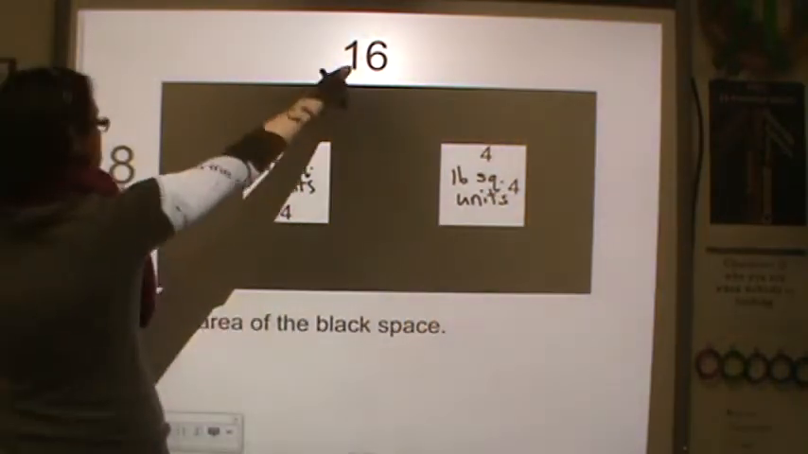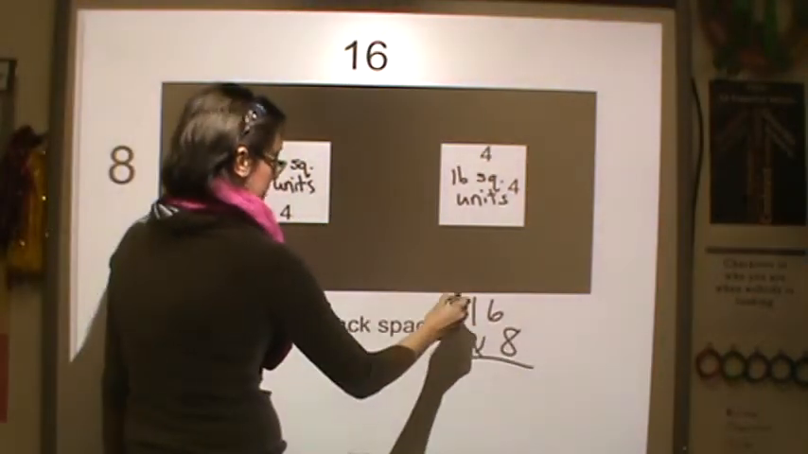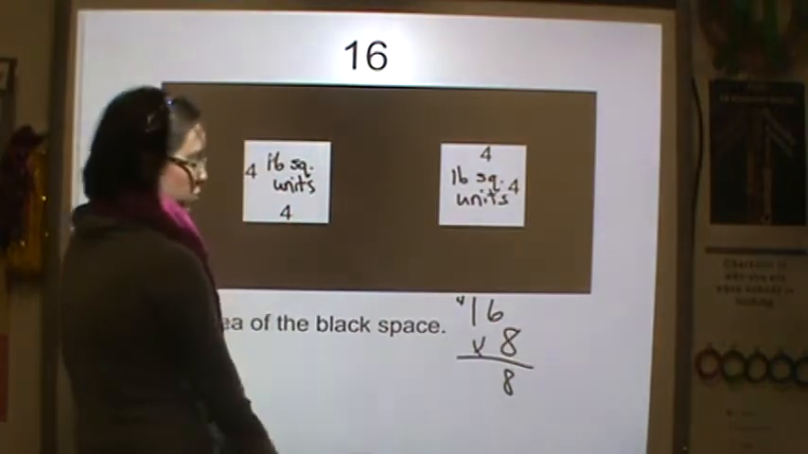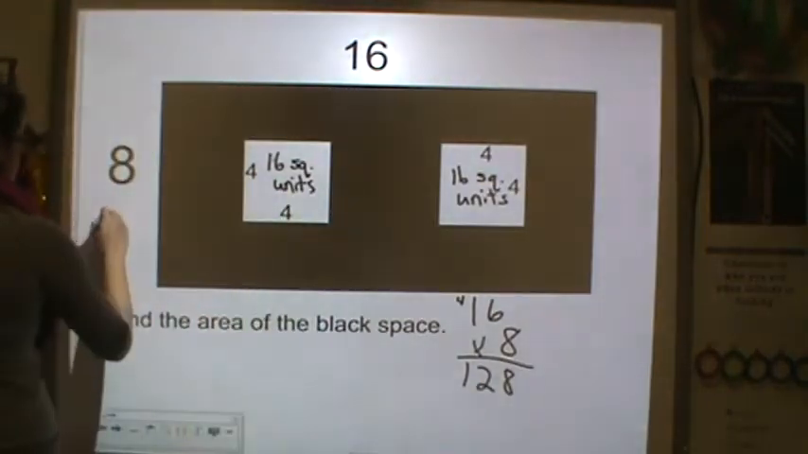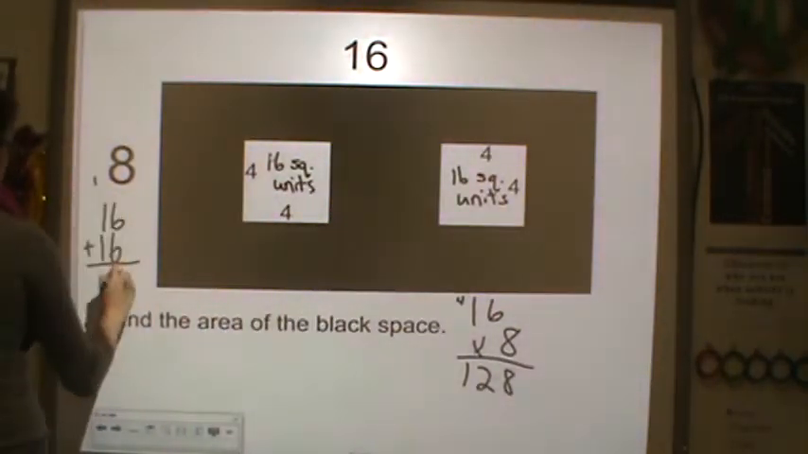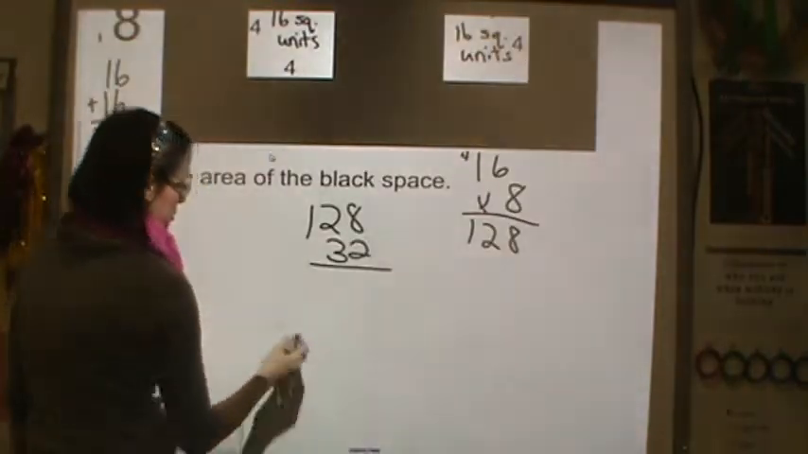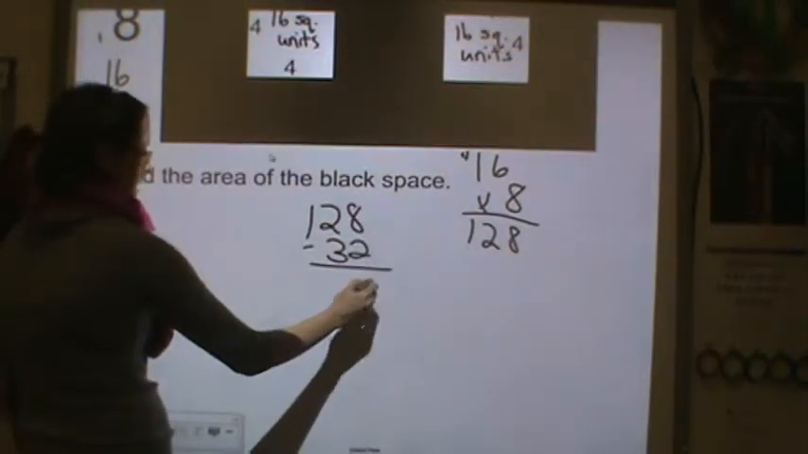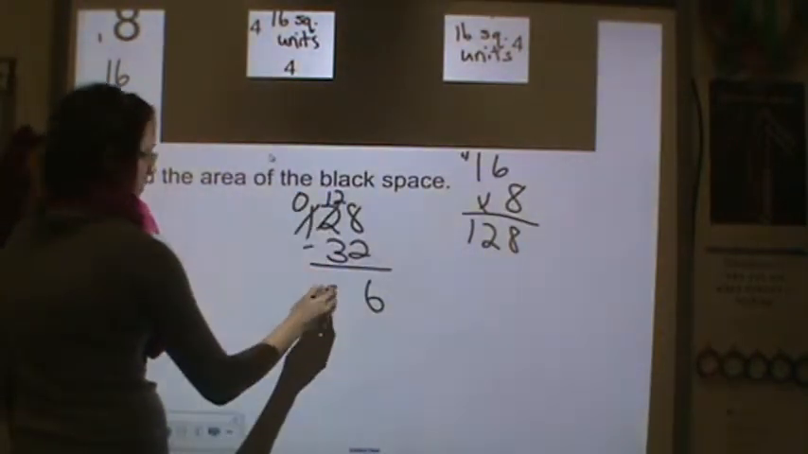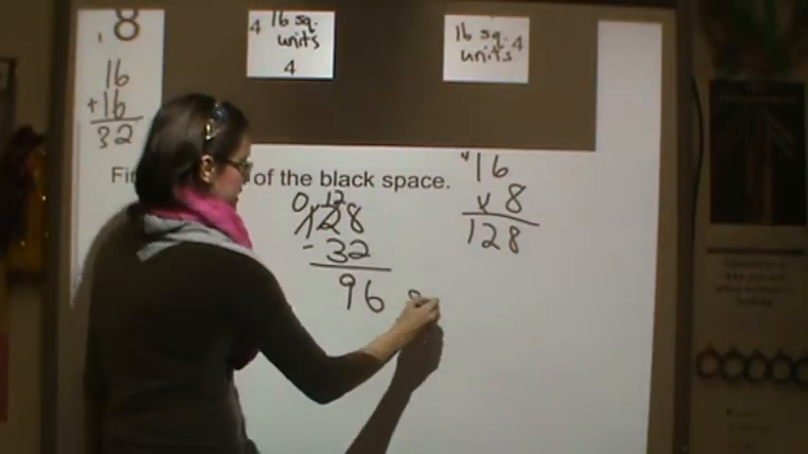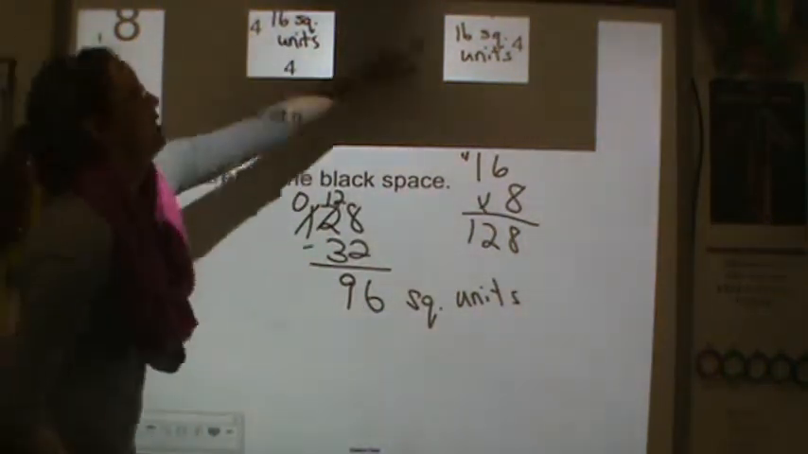Now my total space would be 16 times 8. I don't know that off the top of my head, so I'm going to multiply. 6 times 8 is 48. 8 times 1 is 8 plus 4 more is 12. But I'm not done. I have to take out these two 16s. So 16 plus 16, that's 32. So 128 minus 32, minus those two squares: 8 minus 2 is 6. 3 from 2 I can't do, so I have to regroup. Subtract 3 from 12, you have 9. So a total of 96 square units is the black space because we took away the white.